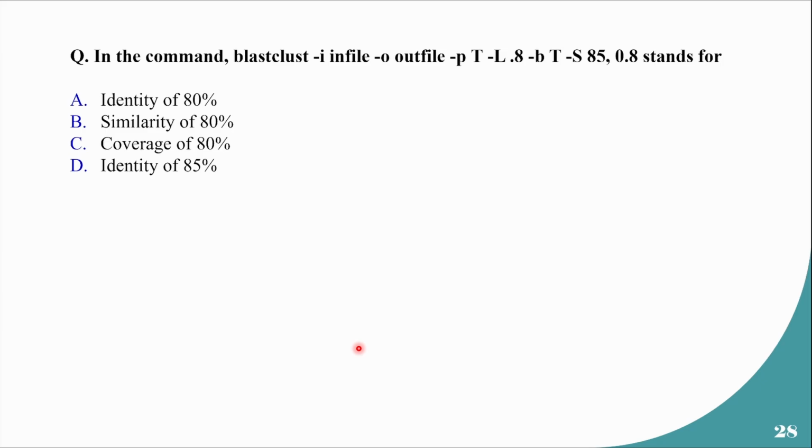So the next concepts were some other software-related concepts where Professor Gromiha went over other software like BlastClust, right? For example, here in this BlastClust input file, it is mentioned BlastClust -i as input file, -o out file. Then some parameters are mentioned here: -p capital T, -L 0.8, etc. So here, what does the 0.8 stand for? In this case, it is -L 0.8.